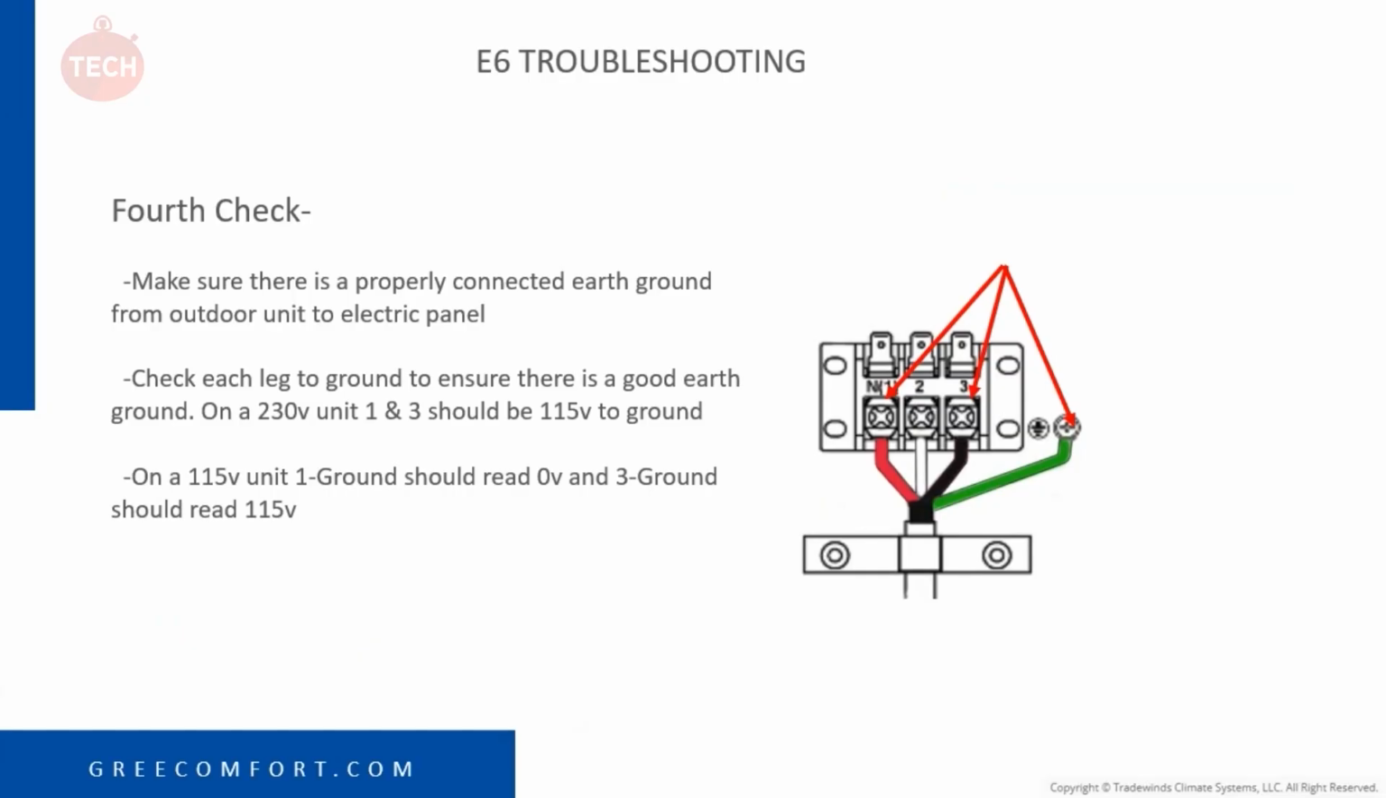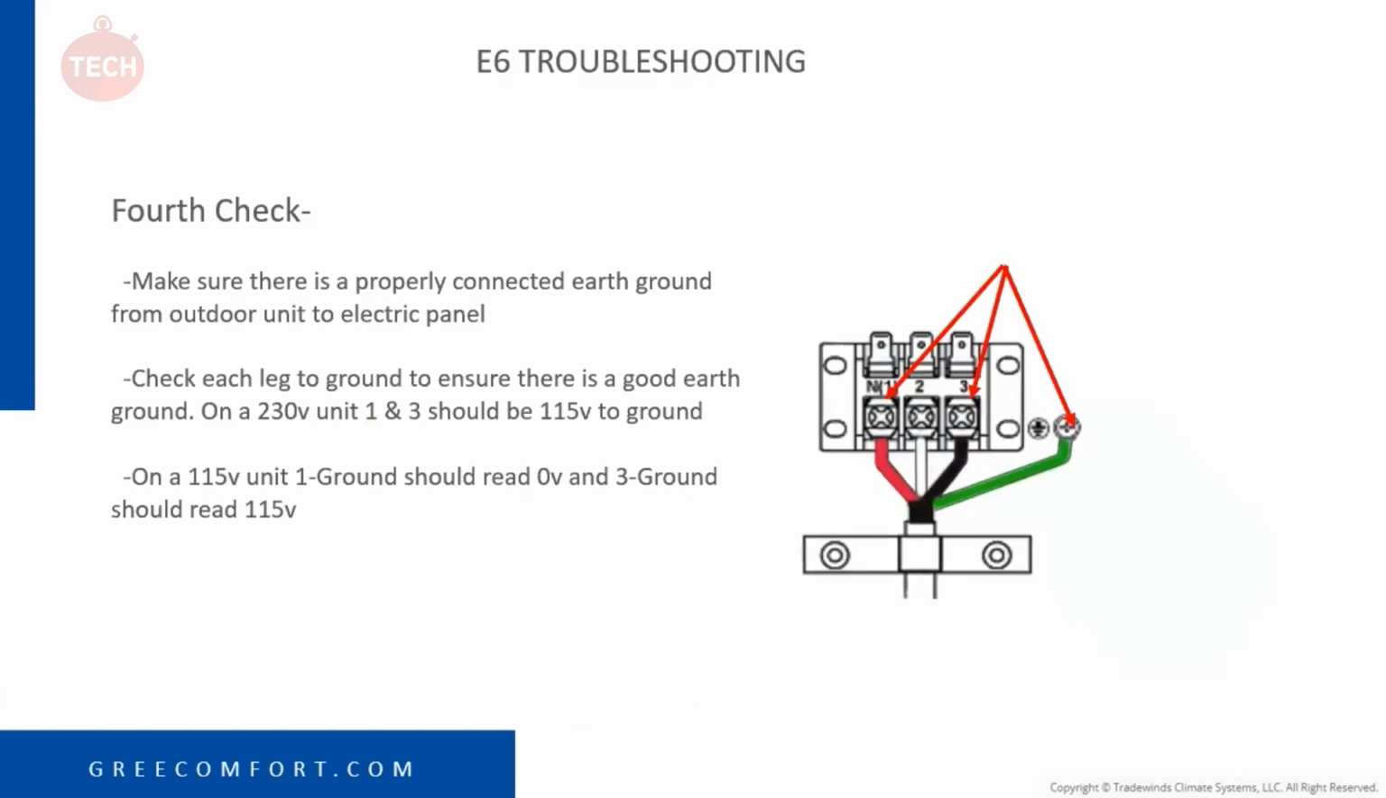On a 115 volt unit, between 1 and ground, you should have 0 volts. That ensures that you have a good neutral as well, and you have a good ground, because on a 115 volt unit, we have 1 leg of power, and that 1 leg of power goes to 3. On a 115 volt unit, 3 to ground, you should read your 115. 1 to ground should read 0.